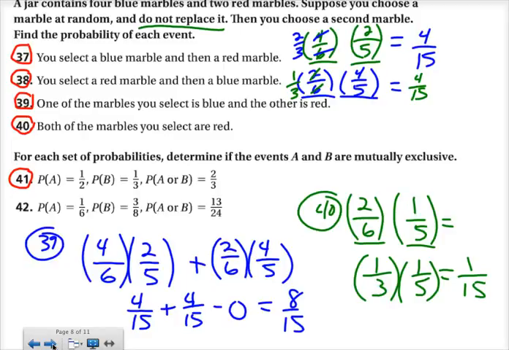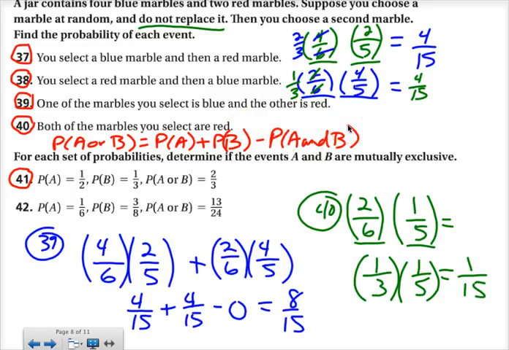Being mutually exclusive means that the probability of A and B, the overlap, has to come out to be 0. So probability of A or B equals the probability of A plus the probability of B, and then minus the probability of both A and B. If they're mutually exclusive, that number will be 0.